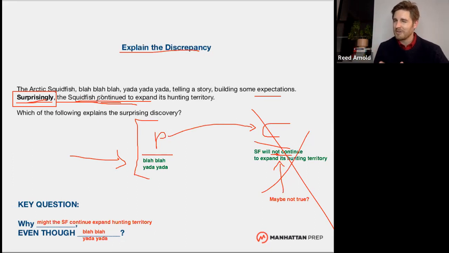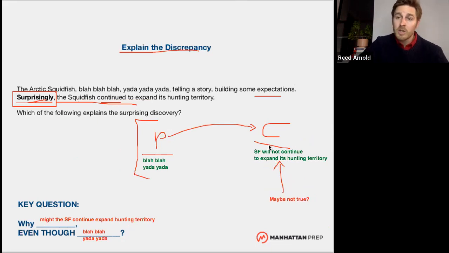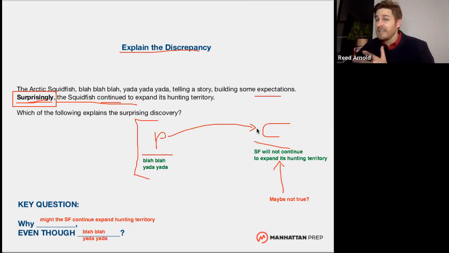Rewind and rewatch. That was a little quick. Okay. My point is that the things that would weaken this argument before we knew that conclusion was false, right? Why might this conclusion be false, even when we don't know it's false? Those same things are the reasons why it ends up being false, if it ends up being false. So it's really just weakening an argument we already know is false.